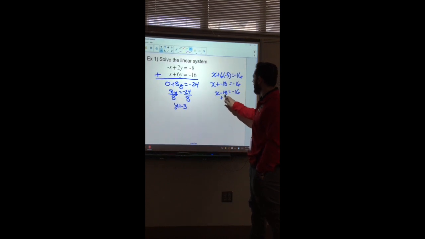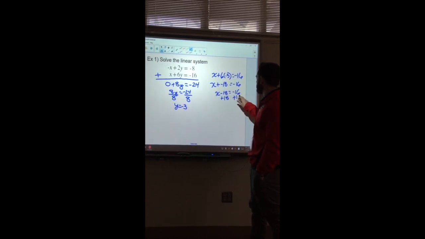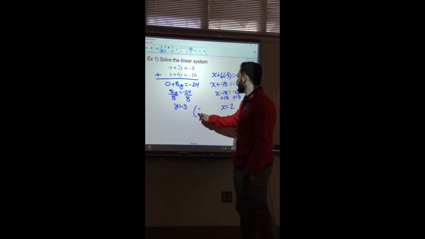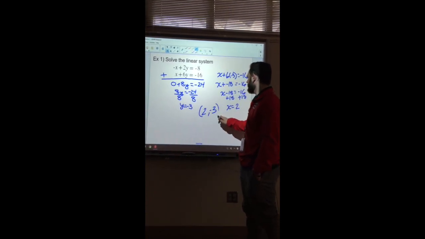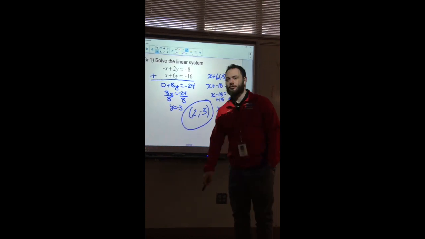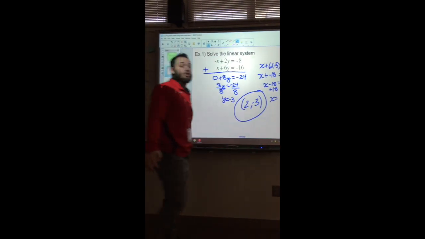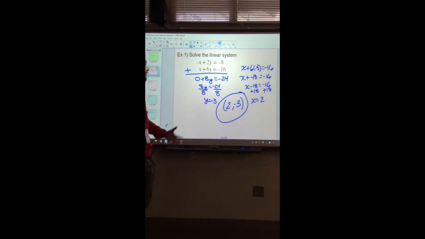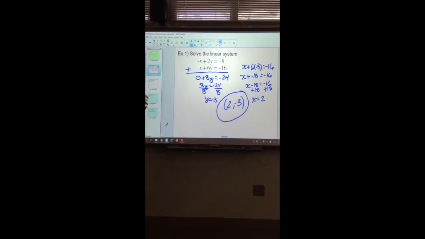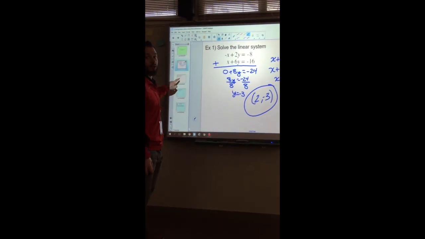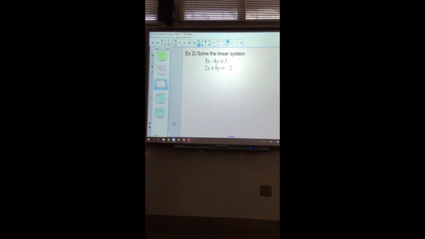Okay, and we're going to add 18, x is going to equal a positive 2. So our solution is 2, negative 3. Okay, good. And if at any point you need to pause the video and rewind so you can watch this, go ahead and do that. You're getting the math too, right? Okay. All right, example 2.